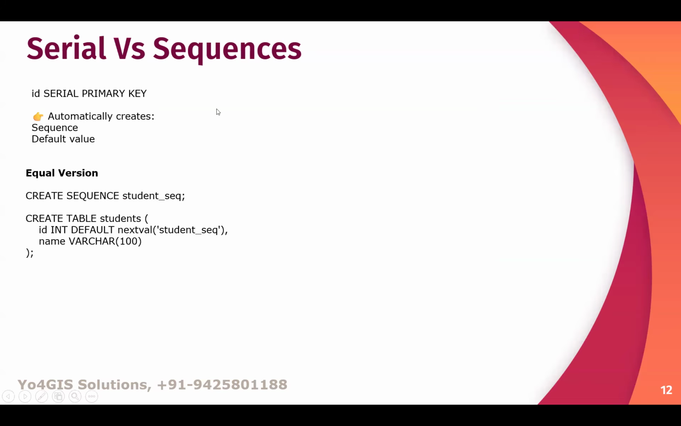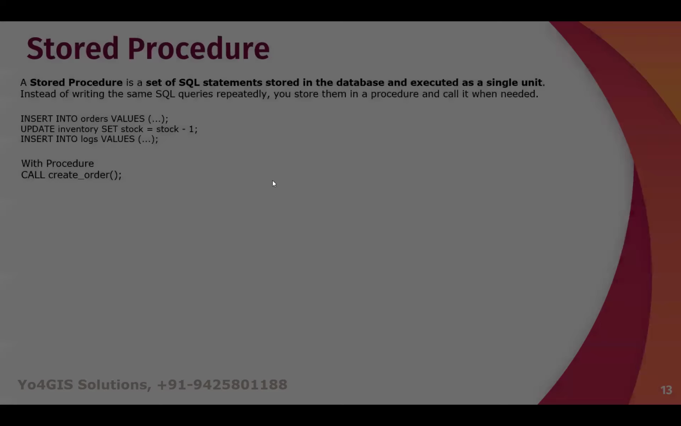Now you understood. Anyway, whether you create serial or you create sequence, sequence is the sequence, but when you create serial, it is also creating a sequence in the background. So ultimately, internally it is the sequence that is going to be used. So here the id sequence automatically creates the sequence default value and all. This is the same as what we have seen just now.